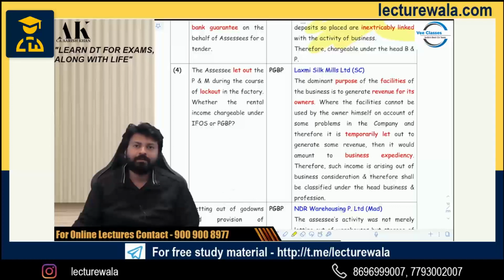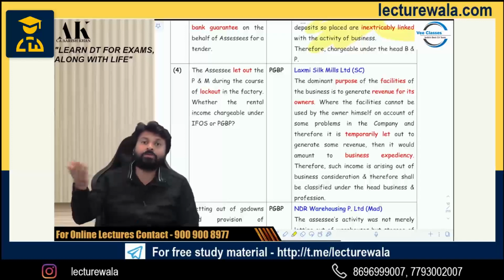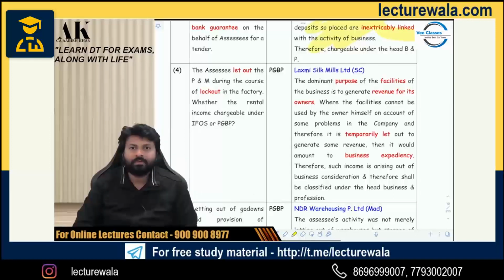Next issue. I have a plant and machinery, or I have furniture, I have car, which I am letting out. I am getting some rent out of it. Where will it go? Sir, IFOS. We have read it in chapter, right? If you let out facility, then IFOS. If you let out house, then house property. But is it so that always if you let out facility, then it is IFOS? The answer is no. Listen carefully to this issue now.